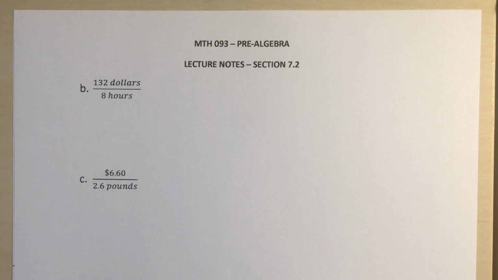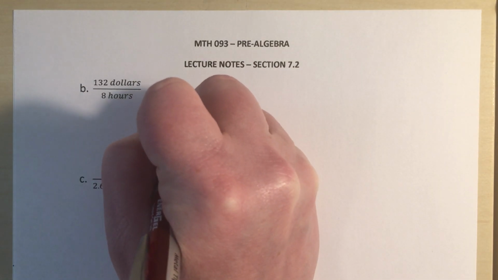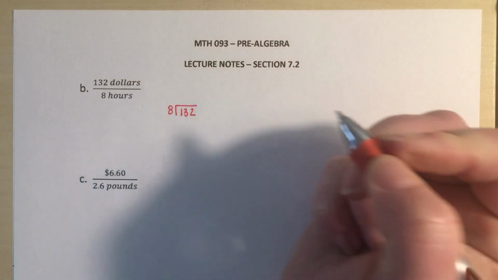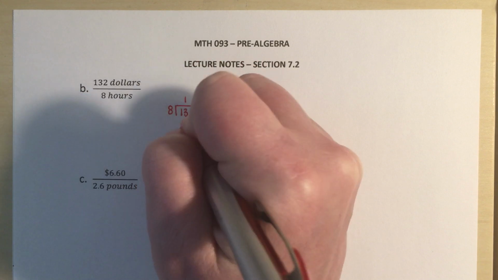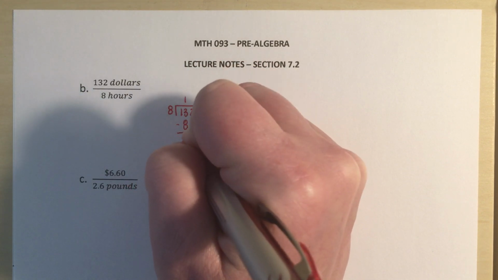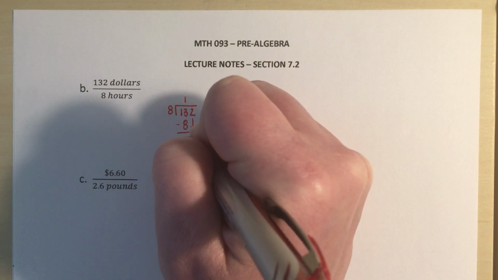In this next problem, we are going to find a unit rate for $132 over 8 hours. Again, we're going to set this up and put our denominator out front. So we're going to put our 8 as our divisor out front, and 132 goes inside. 8 goes into 13 once, because 1 times 8 is 8. 13 minus 8 gives us 5. Then we bring down our 2.